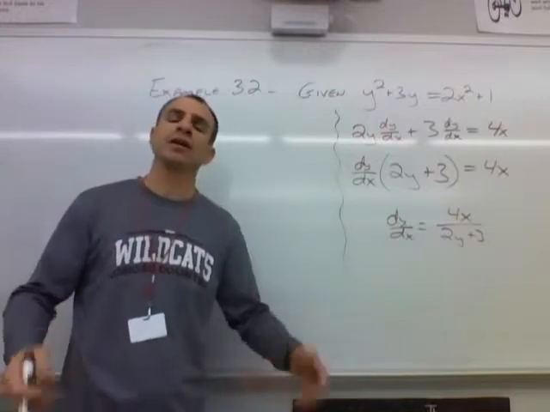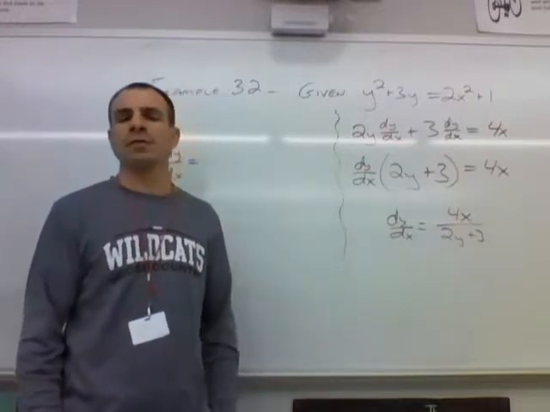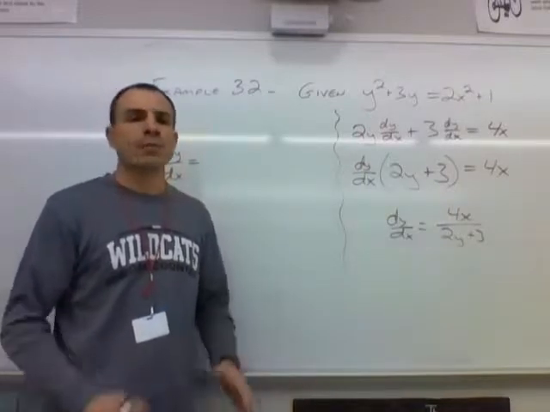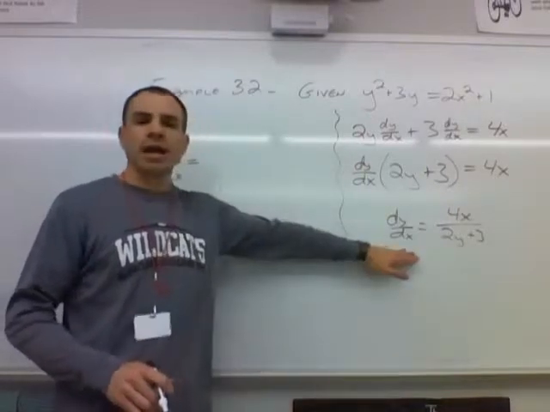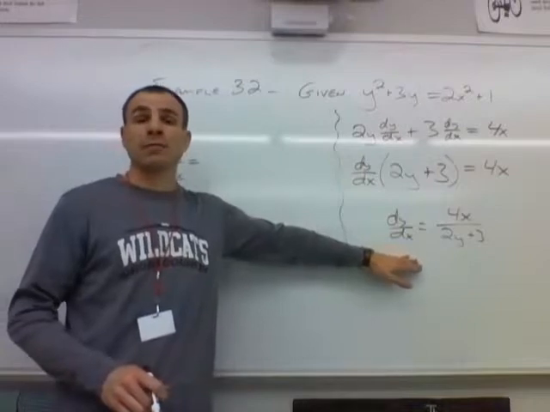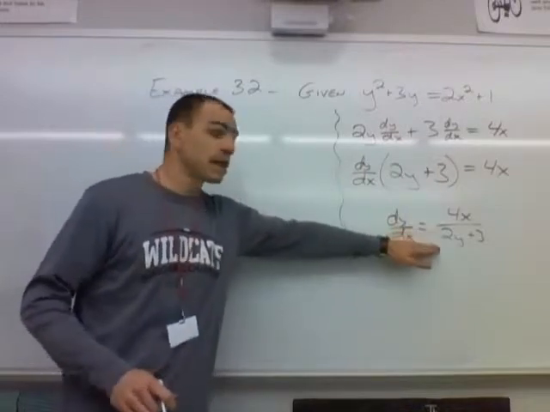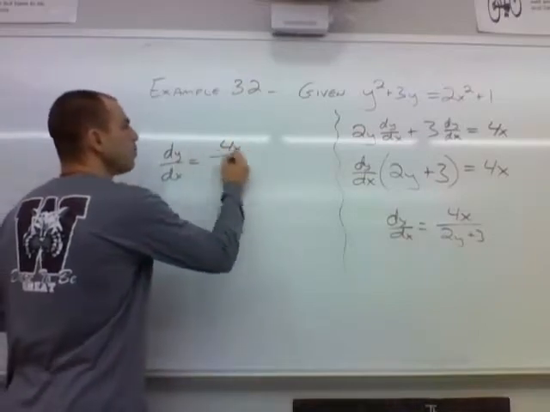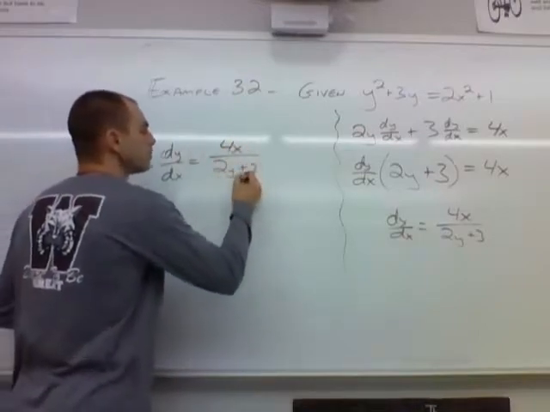Hopefully this is starting to become a little easier for you to work your way through. You have some practice on the assignment as well. But we're not quite done yet. This is dy/dx. We want to find the second derivative, d2y/dx2. So let's take this and transfer it over to what you see behind me. I've got 4x over 2y plus 3.